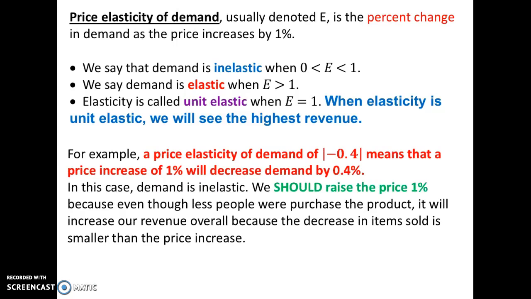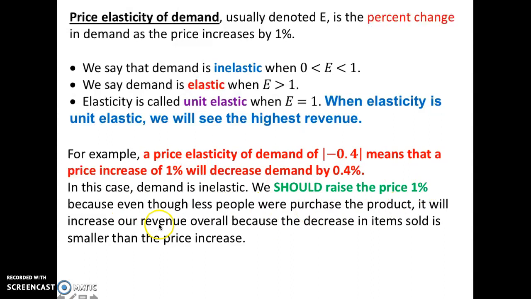So let's do an example without actually doing any numbers. Let me just give you some numbers here and then see what it says. For example, if I said to you, a price elasticity of demand is the absolute value of negative 0.4. In other words, 0.4 is my E. It means that the price increase of 1% will decrease my demand by, excuse me, 0.4%.